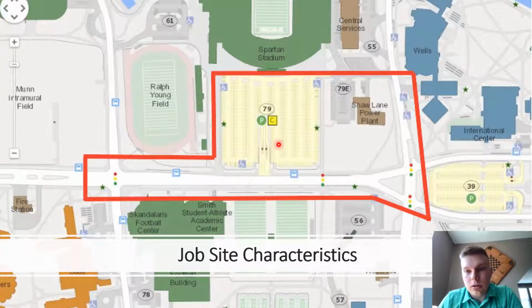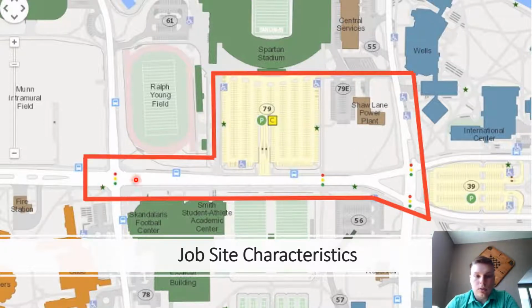So now we'll take a closer look at the job site and the surrounding area of the job site. So Phase 1 will mostly take place in this section here, where we have the existing Shaw Power Plant. That's where our changes we made to the building and the surrounding area for Phase 1.